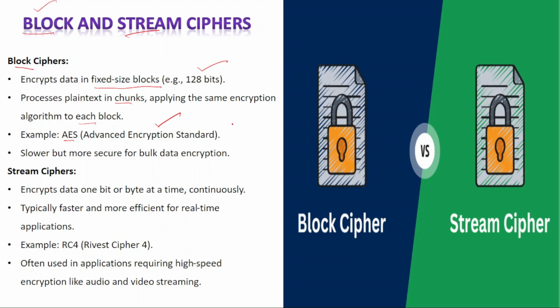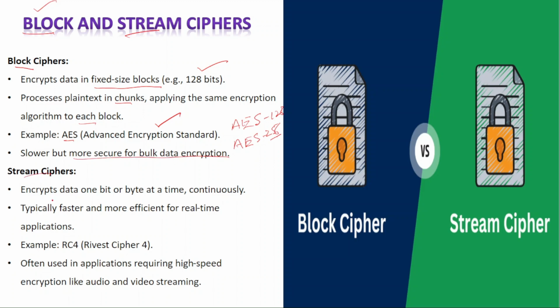If you are using AES 1 to 8, it means that the chunk is 1 to 8 bits, and if you are using AES 256, it means you are using chunks of 256. So this number also indicates the key size as well as the chunk size. The block cipher is slower but more secure for bulk data encryption.